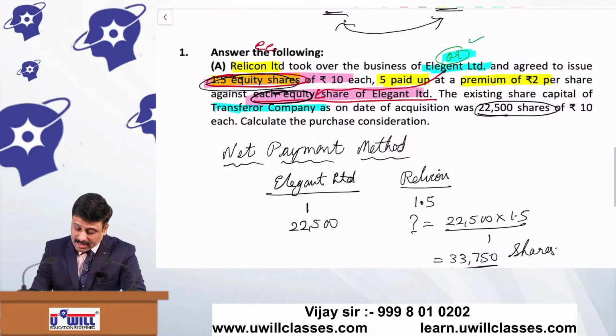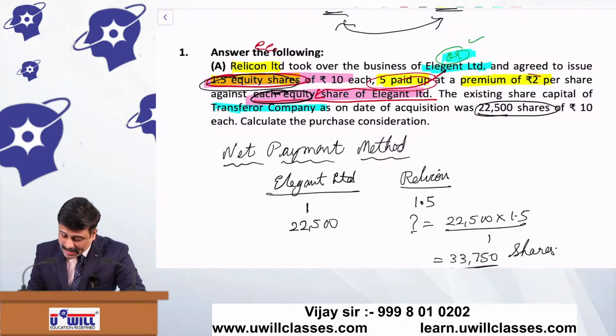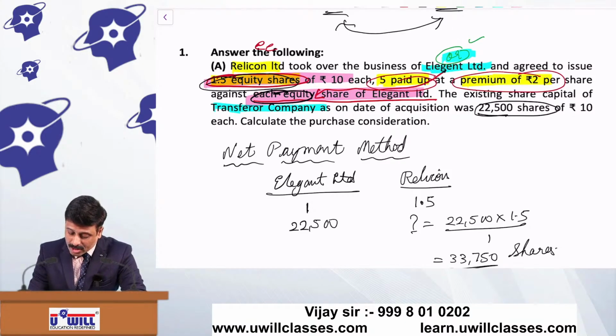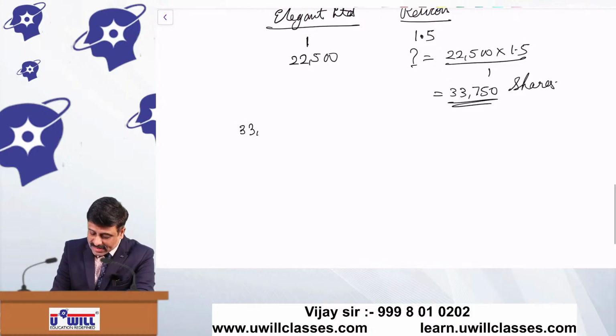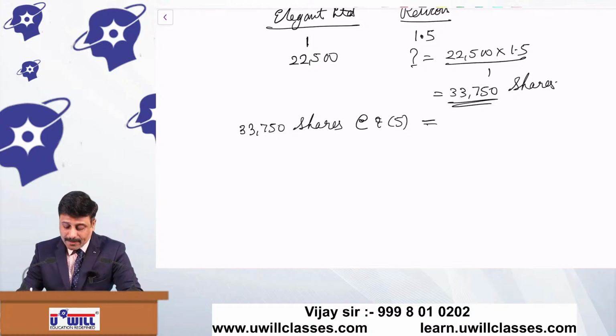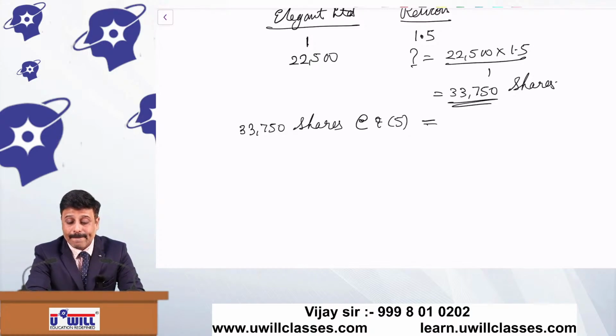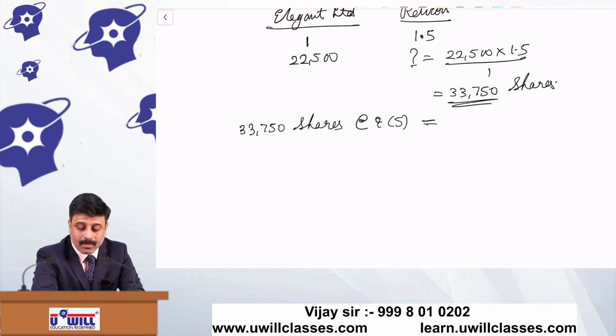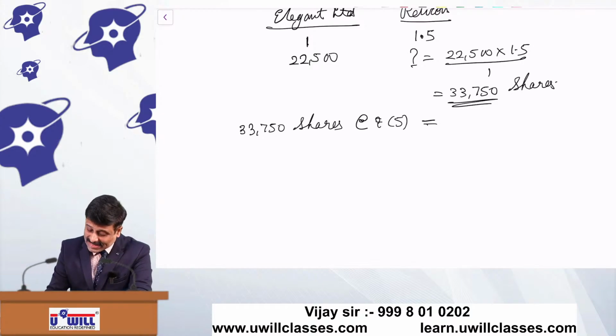Now what will be the purchase consideration? Here I made you further underline: the shares are of 10 each, but they'll be given at 5 paid up value, and at a premium of rupees 2 each. So 33,750 equity shares will be given at the rate of rupees 5. That will be equal to 33,750 into 5. We will do it. Just 1 minute. That will be equal to 168,750.